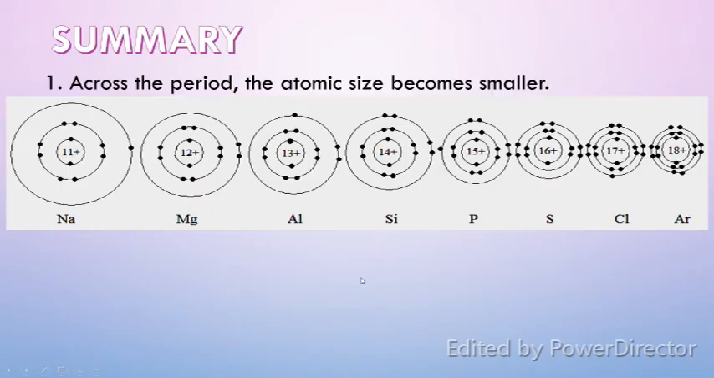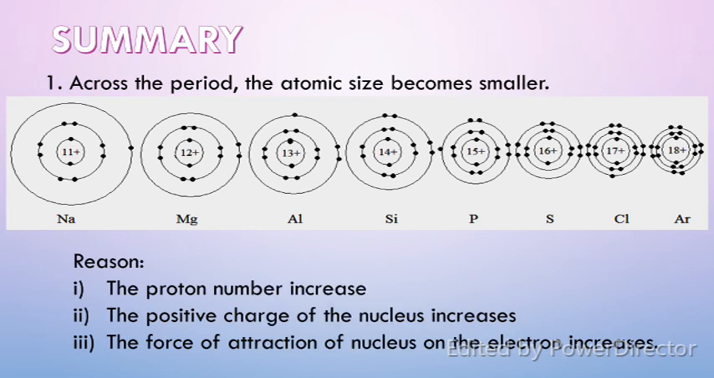So summary. The first thing I want you to remember, across the period, the atomic size becomes smaller. You should be able to give the explanation because the proton number increases by 1 unit from the element to the next element. So the positive charge of the nucleus increases and then the force of attraction of the nucleus on the electron increases. So that's why electrons are pulled closer to the nucleus.